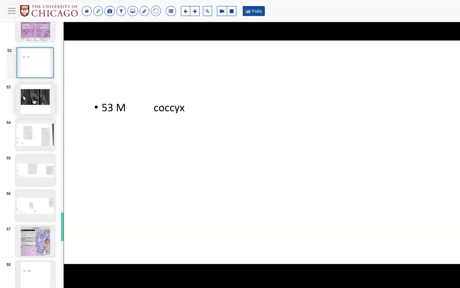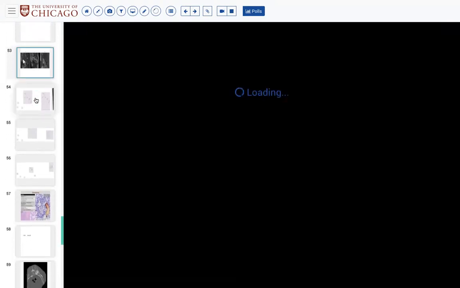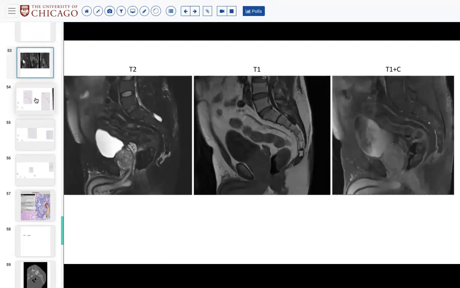Okay, cool. So now we move on to a lesion in the coccyx of a 53-year-old male. So I pulled up the MRIs for all three of these guys. So it's right here at the end of the tailbone. It's kind of like this little 5 centimeter dingus hanging off the end of the tailbone here.